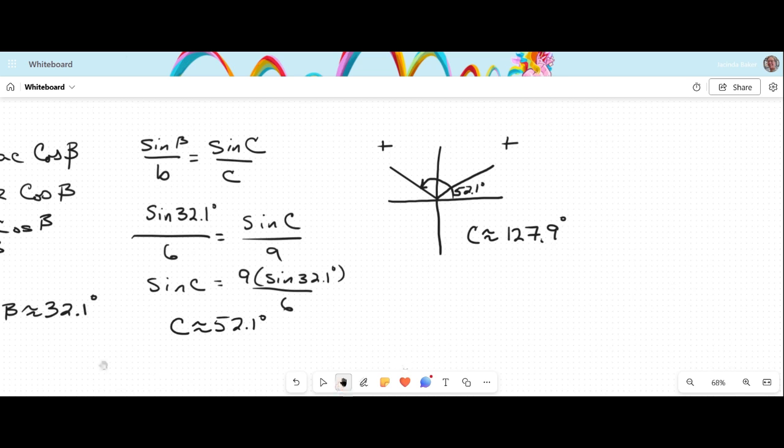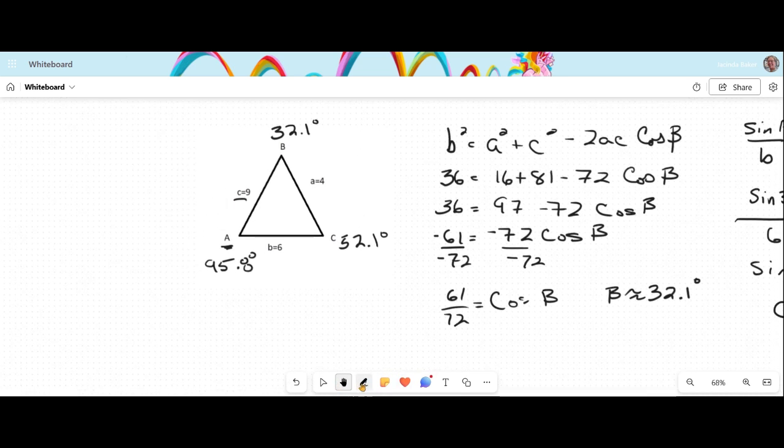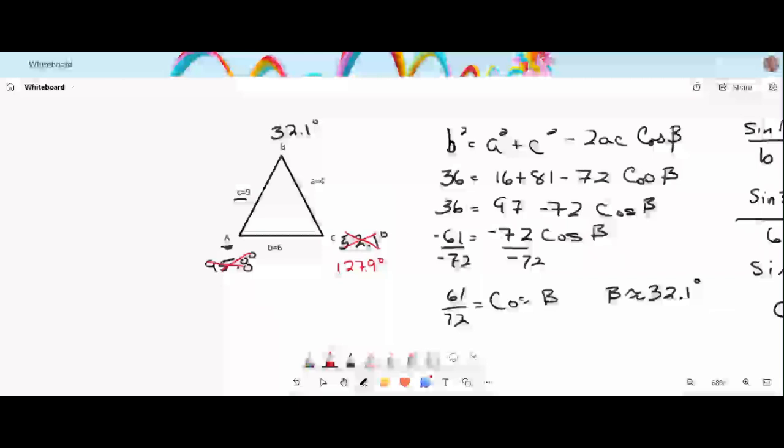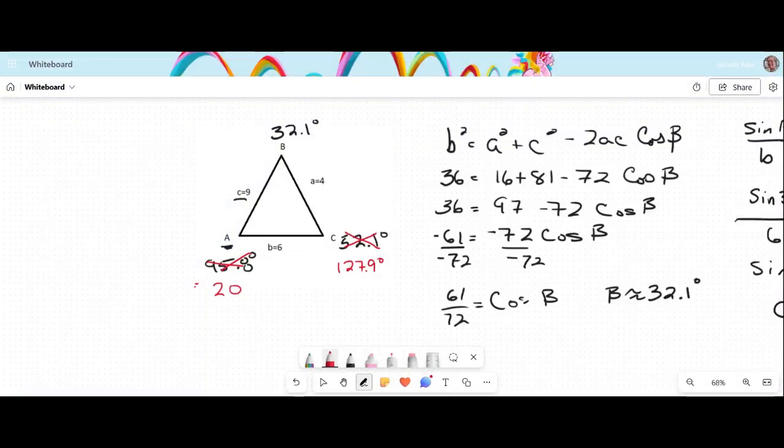So I'm going to go back over to my triangle over here with the 127.9 degrees. I'm going to cross this out, and it should have been 127.9 degrees here. Cross this out, 127.9 plus 32.1 minus 180, oh, so that makes this angle 20 degrees. And so that makes a little bit more sense because the smallest side is 4. The smallest angle is 20. The largest side is 9. The largest angle should be 127.9 degrees. So yeah, I should have recognized that. But because of my drawing, I didn't. So let me do this over again, and maybe then we can see what it should have looked like.